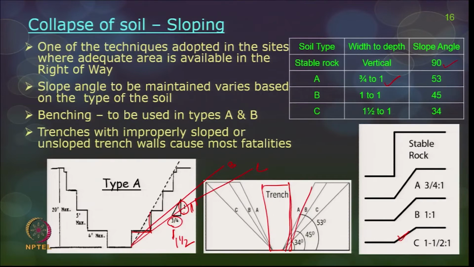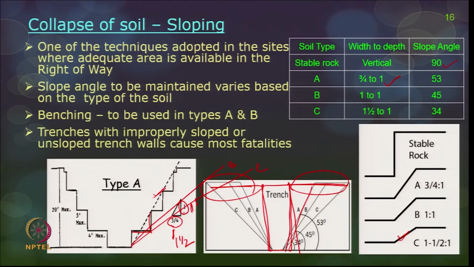One of the techniques adopted on many sites, where adequate area is available in the right of way, is to have a natural slope like this as a natural means of excavation protection. You should have so much space. So, this is your cut portion, and you should have all this width available along your side, so that you can actually do this sloping.